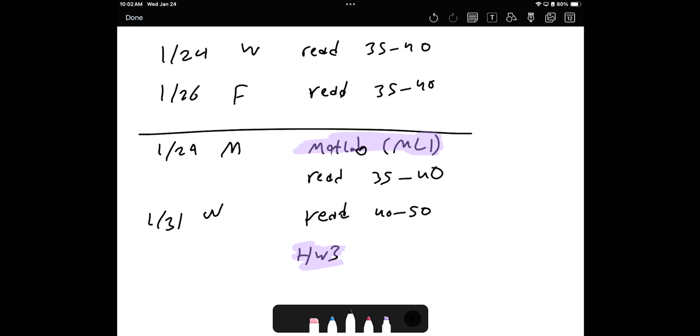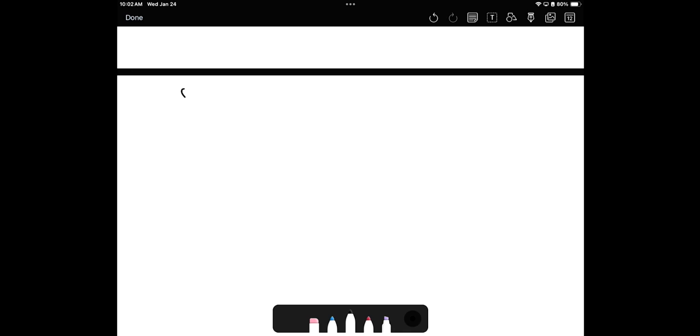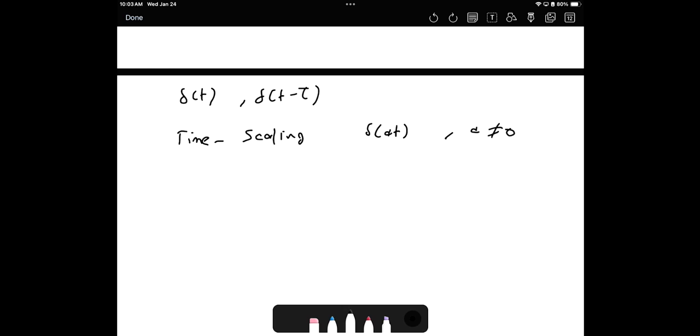Now, back to delta function, we used to know delta of t minus tau. That's what we do several integrals. Now the question is, how about if we have time scaling, which is if we have delta of at, constants, at. How can we deal with this? So you need to keep in mind that a, of course, will not equal 0, because if it were 0, it would be delta of 0.